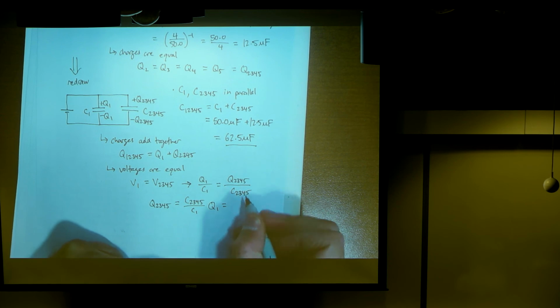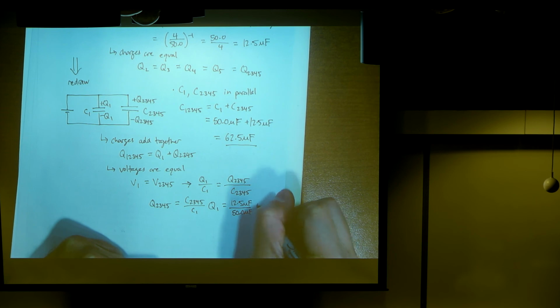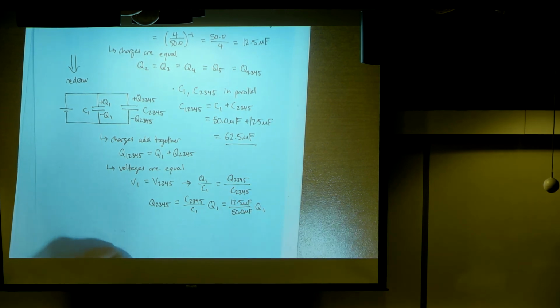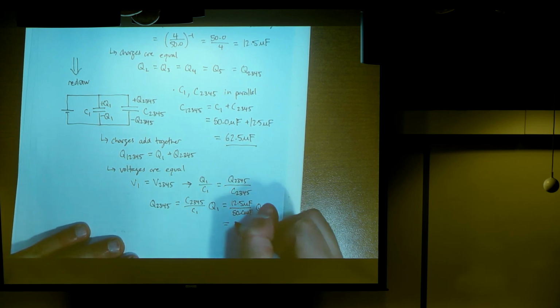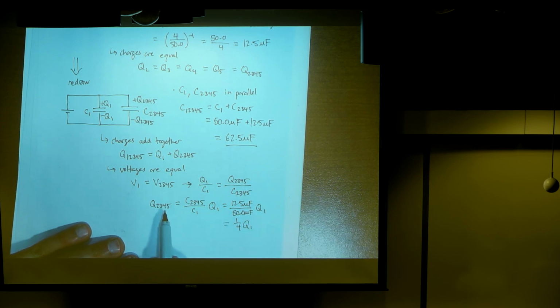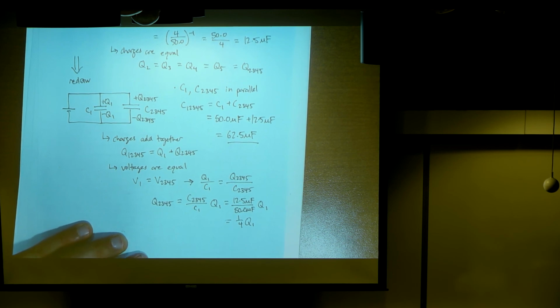And this right here, the C2, 3, 4, 5 was 12.5 microfarads, whereas C1 was 50. So what's 12.5 over 50? That's just a nice fraction, 1/4. So this charge, Q2, 3, 4, 5, is a quarter of Q1. That's what we found. Does that make sense?